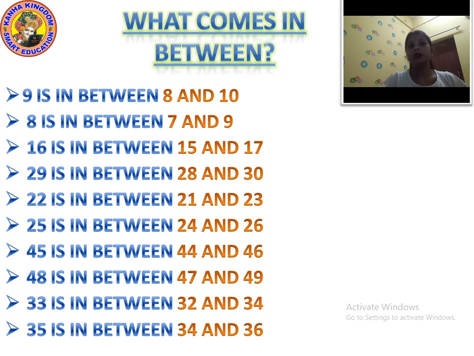Now 22. 22 is in between 21 and 23. 22 comes in between 21 and 23. 25. 25 is in between 24 and 26. 25 comes in between 24 and 26. 45. 45 is in between 44 and 46.